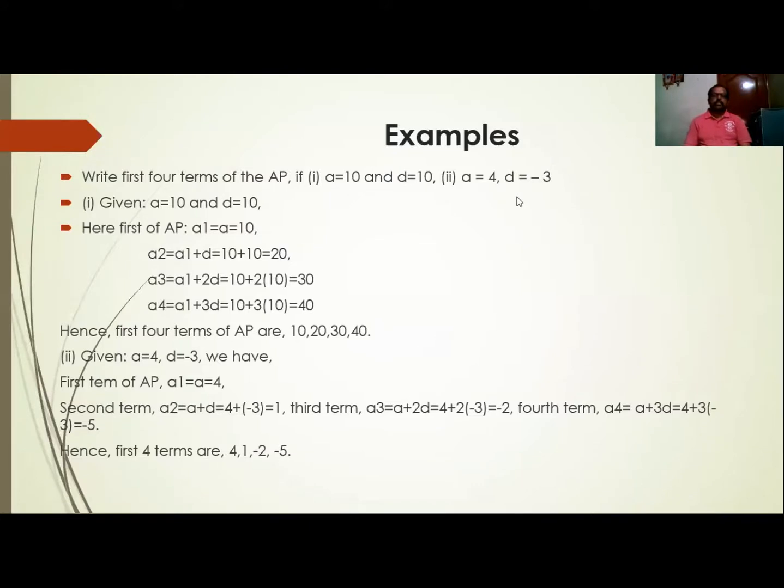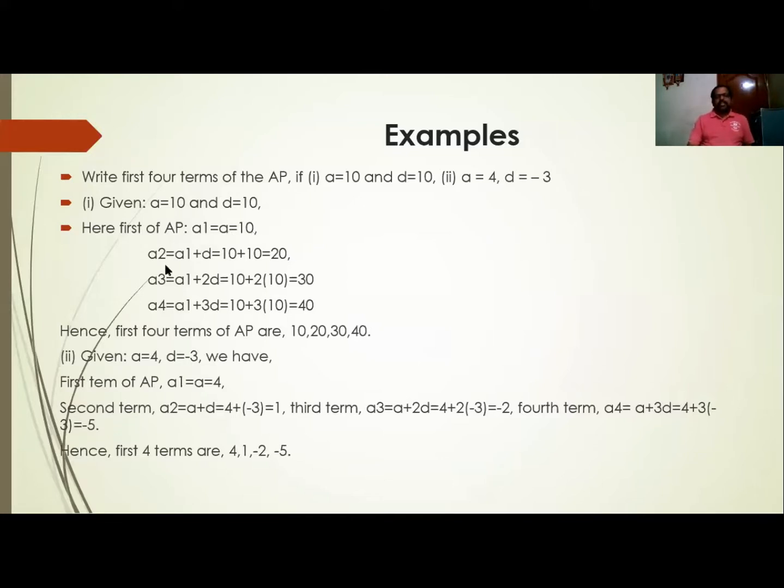Okay. So let's solve this example. In this example, you are given A equal to 10, D equal to 10. That is, the first term of an AP is 10 and the common difference of the AP is given as 10. Okay. So since the first term is A equal to 10, we can also denote the first term of AP by A1 also. So A1 is same as A and it is given as 10.